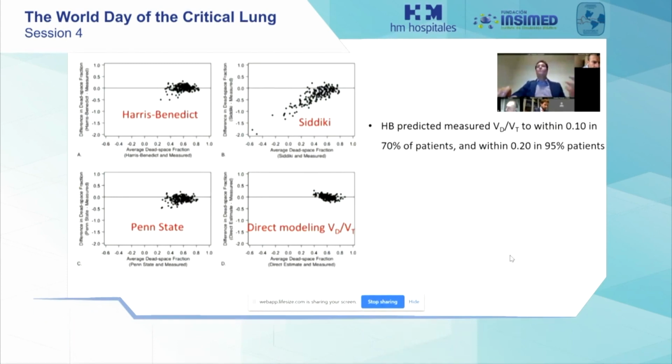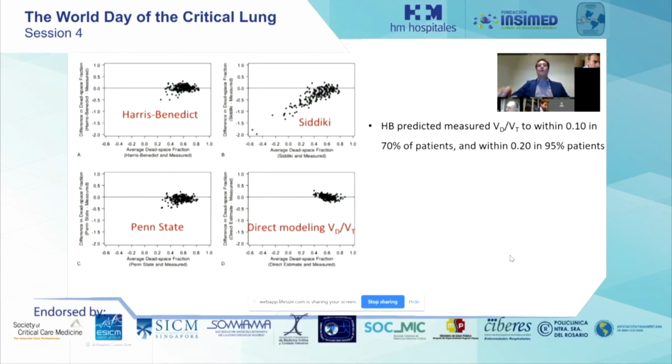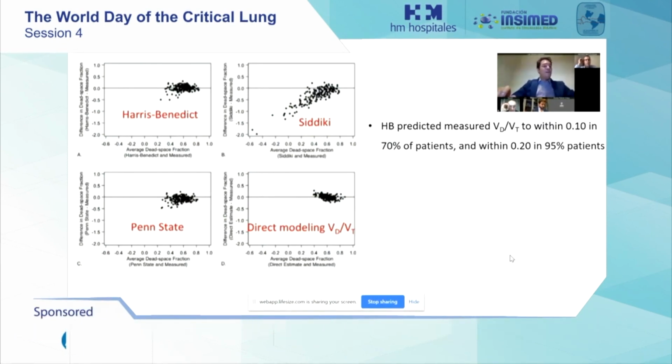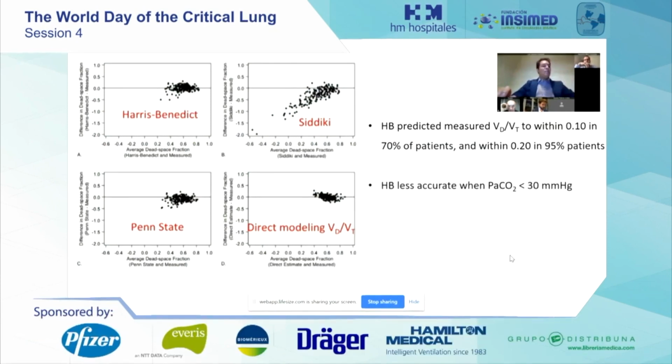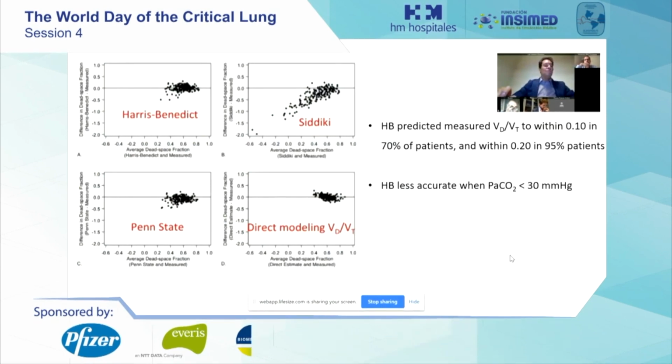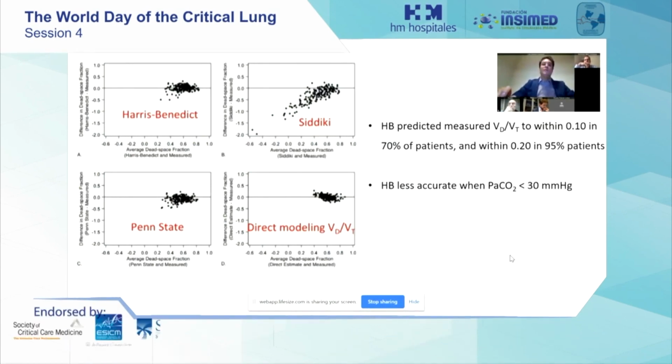If dead space, for example, was around 0.65, it could be wrong in the direction of 0.55 to 0.75. And if you take all 95% of patients, the standard deviation was 0.20, which is quite a lot. This estimation was less accurate when the PCO2 was less than 30 millimeters of mercury. So if you had to estimate dead space, maybe the Harris-Benedict equation could be the one to use. However, it's not terrific.